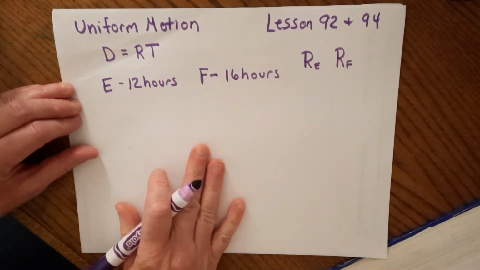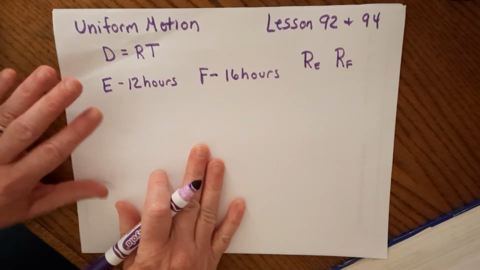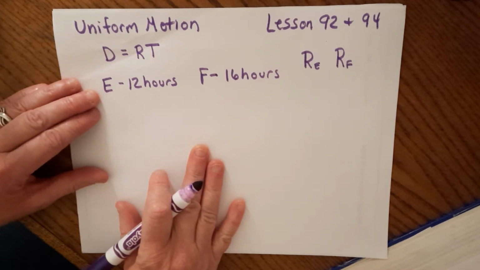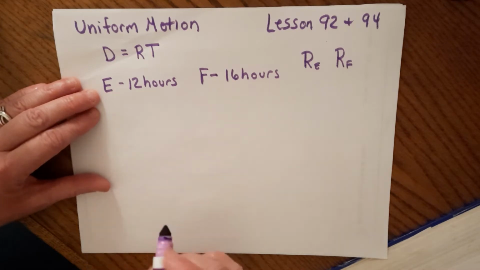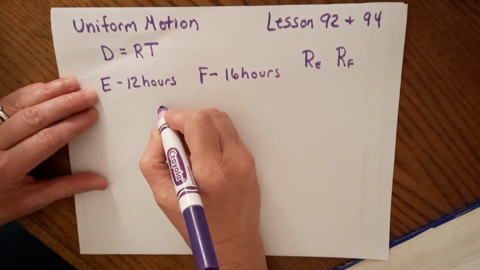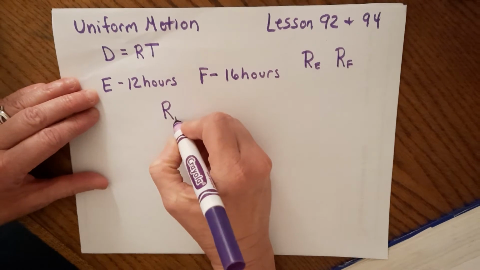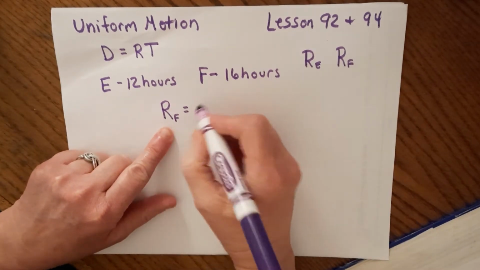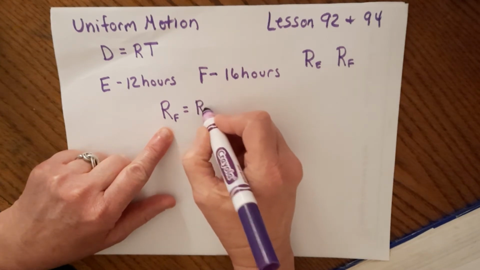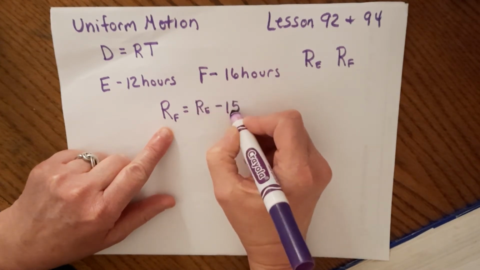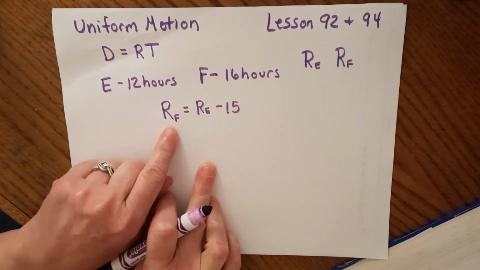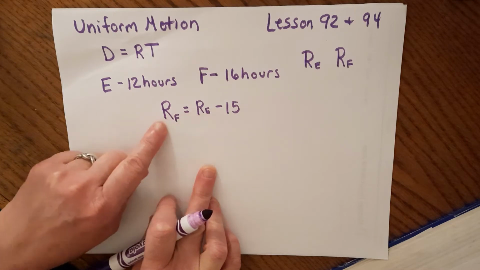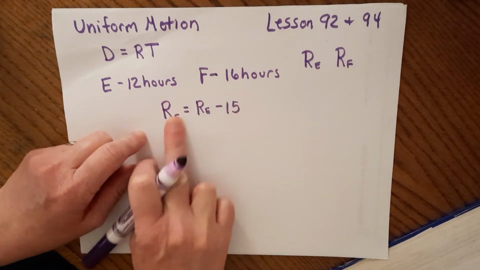They do give us one more set of information. They say that the rate of the freight train was 15 kilometers per hour less than the rate of the express train. So we have to figure out how we would write that. We want to write that the rate of the freight train equals the rate of the express train minus 15 kilometers per hour. This shows us that the express rate is greater than the rate of the freight train. So we know we set this up correctly.